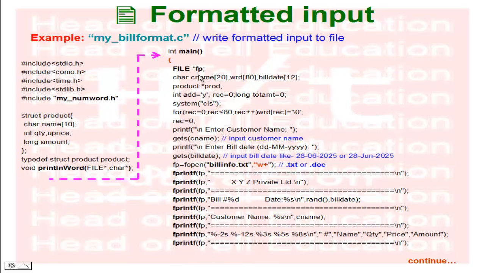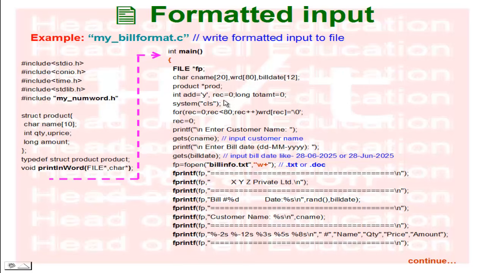So create the file pointer. Here I have created arrays for this secondary data: customer, C name meaning customer name, word 80, and bill date. So bill date I have created here, and word means like 369 is stored inside this, and C name means customer name. Now create the structure variable product pointer. Because we are adding many products, maybe 1, 2, 3, we ask the user if they want to add again, so I've created this variable add.